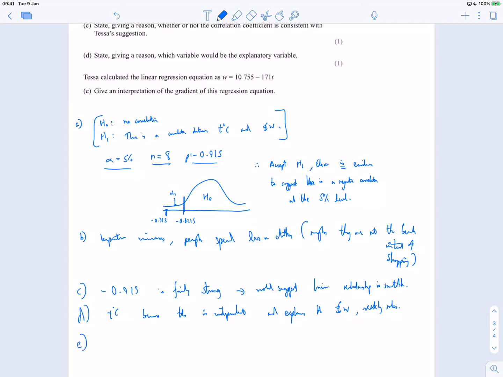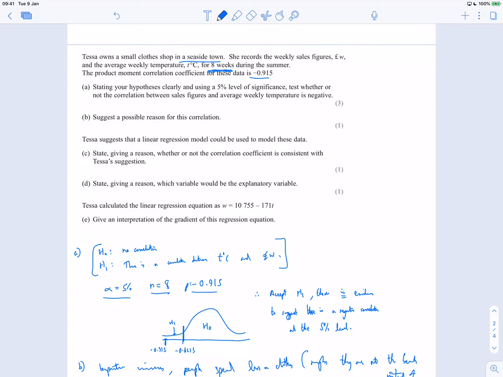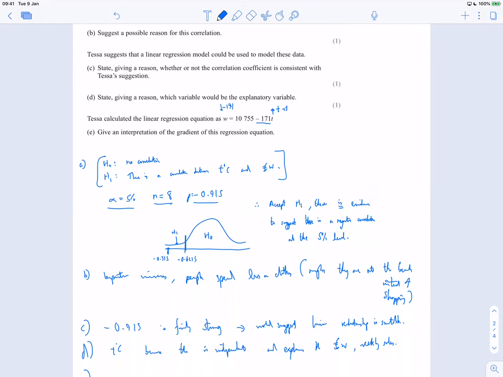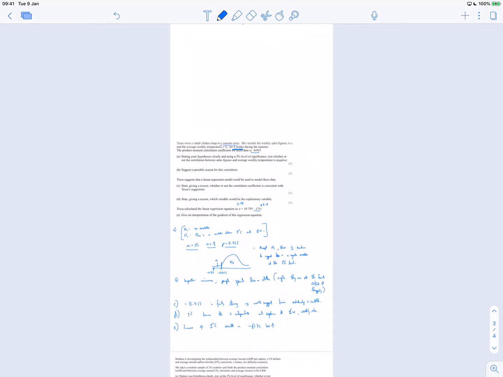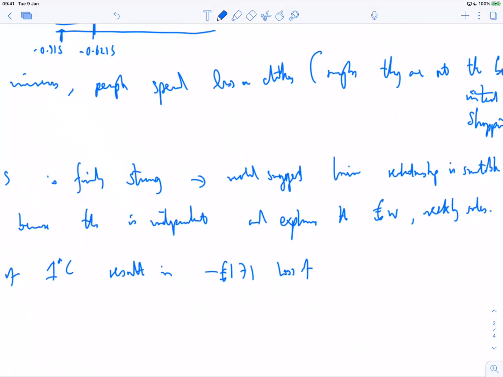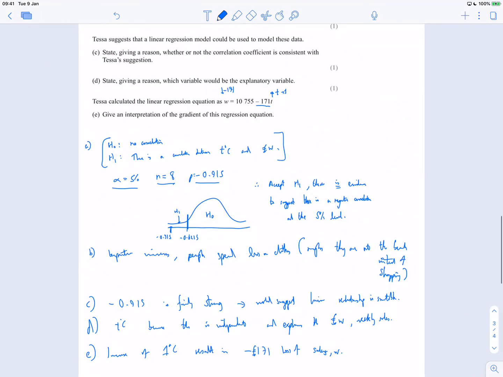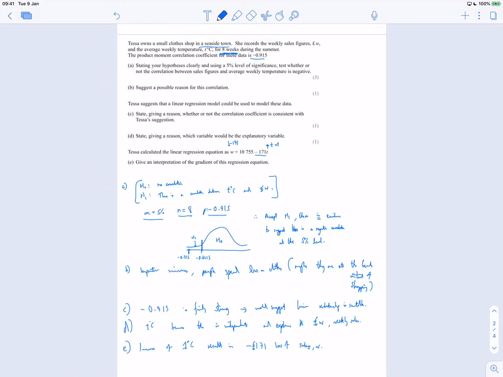Tessa calculated the linear equation, give an interpretation of the gradient of this regression equation. Okay, so what does -171 mean? Well, that means every time I increase T by +1, W is going to go down by 171 pounds. So an increase of 1 degree Celsius results in a 171 pounds loss of sales, W. So what this graph is predicting is every time the temperature goes up by 1 degree Celsius, you're losing out on weekly sales. Cool.